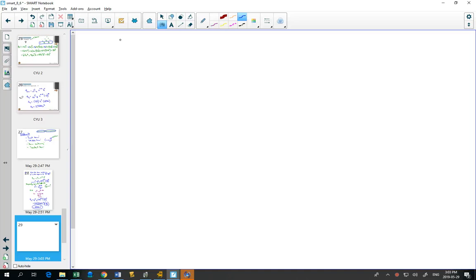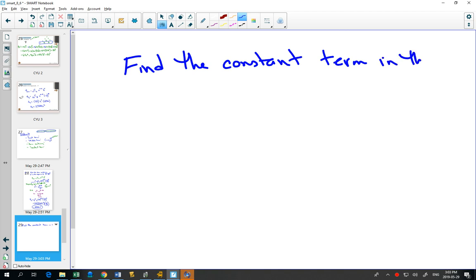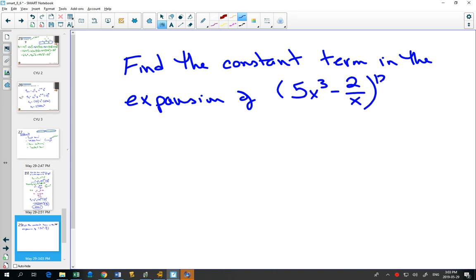And so that's find the term containing. Probably the most difficult ones are the questions that say find the constant term in the expansion of 5x cubed minus 2 over x, to the 12th.